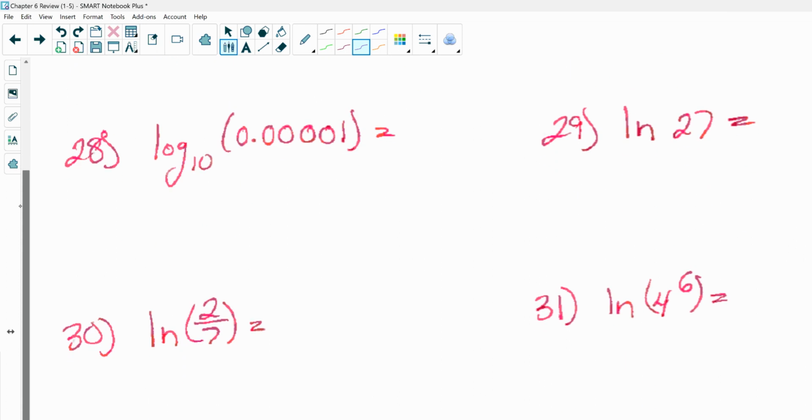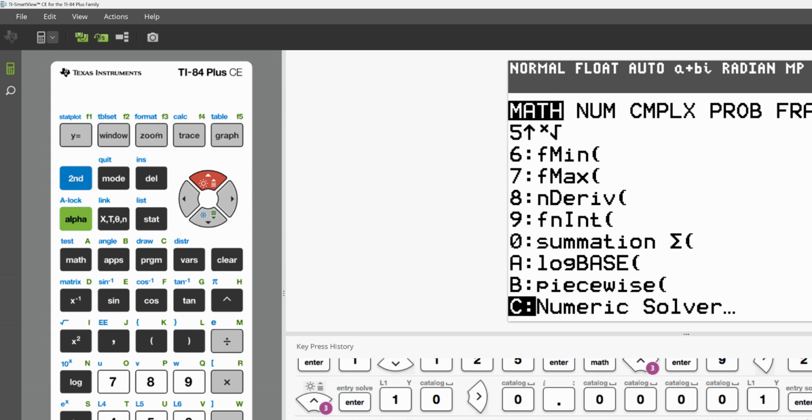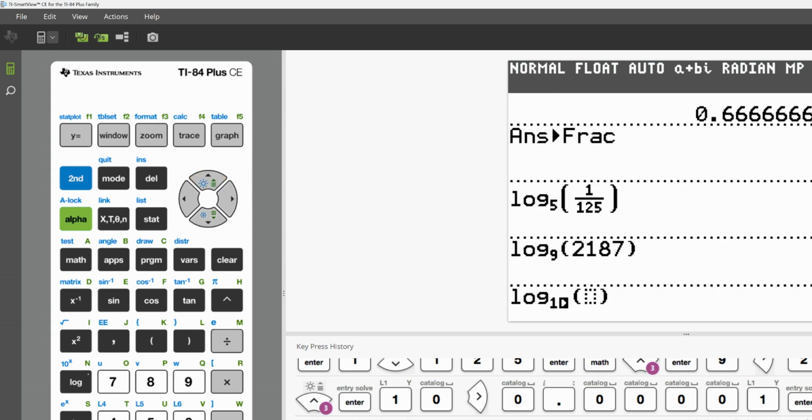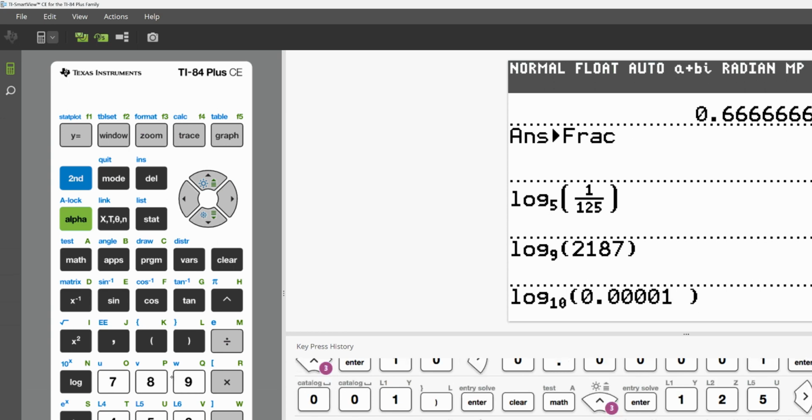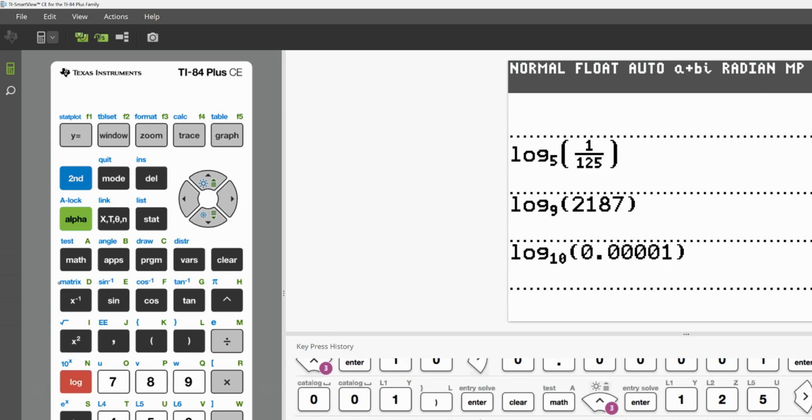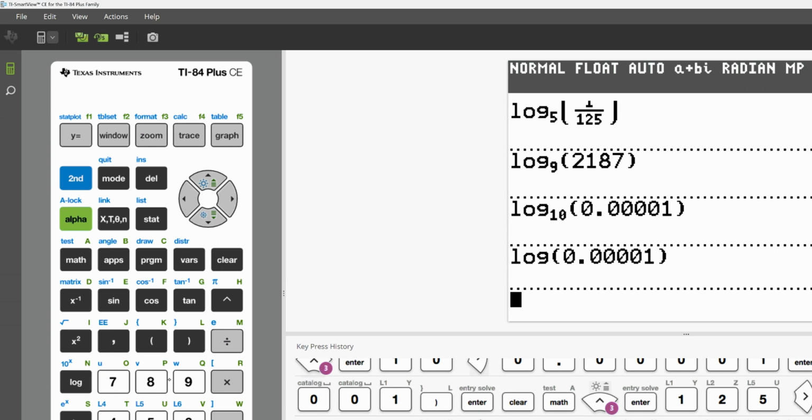While we're at it, let's do 28. Math, log base 10 of 0.00001 is -5. These are the same, but that's because on our log button, the base is understood to be 10. So if the base is 10, we could have just hit log. We didn't have to do the log base.